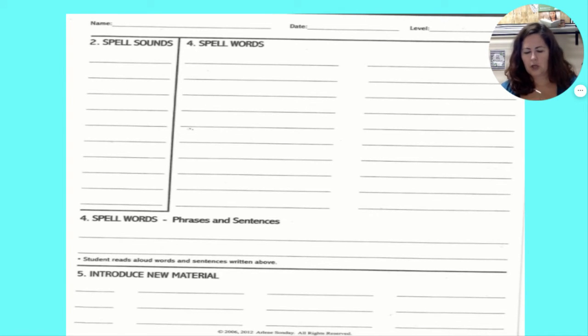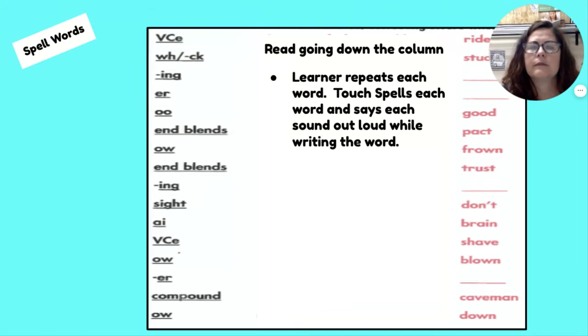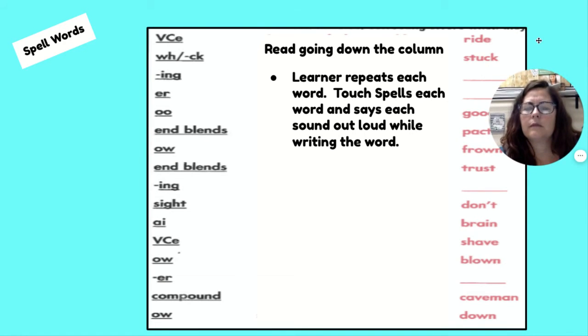Take a moment and check over all of your words and make sure they look correct. If you think you found an error, correct it now. Now let's check together.